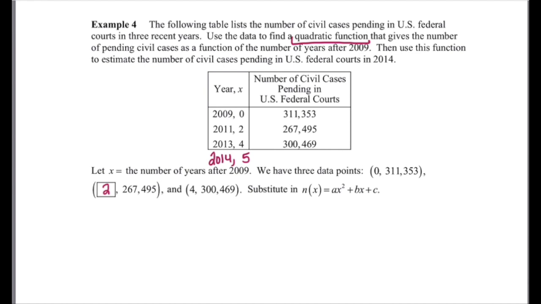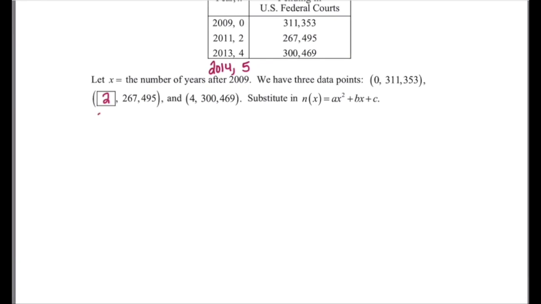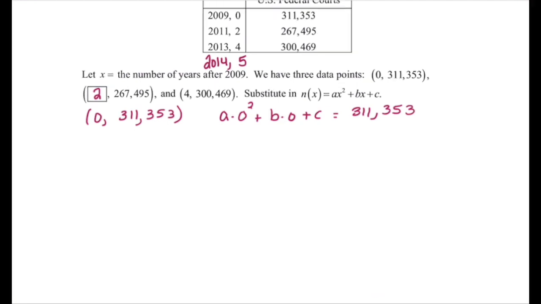plus c. So when I'm first looking at my x value of 0 and 311,353, I'll have a times 0 squared plus b times 0 plus c has to equal our y value of 311,353. Our zeros just all disappear here, so I'm left with c is equal to 311,353, which will be helpful here in a few steps.